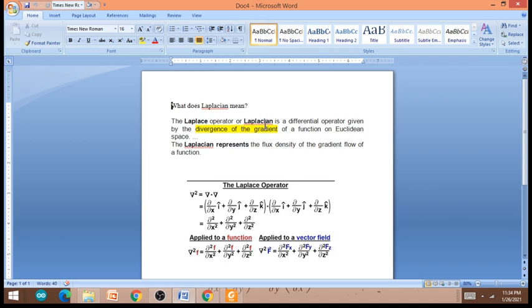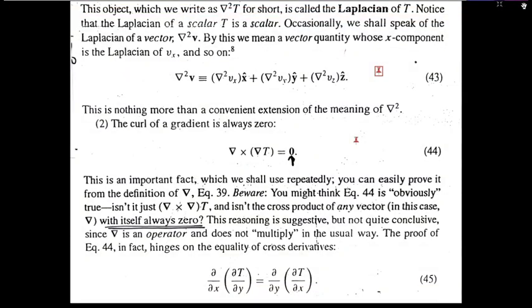And when do we use it? Divergence of a gradient is found when you are interested in finding the flux density of a gradient flow. Okay, so let's go ahead. The second one is the curl of a gradient. Now, the curl of a gradient always comes out to be 0. What does it mean, the curl of a gradient?